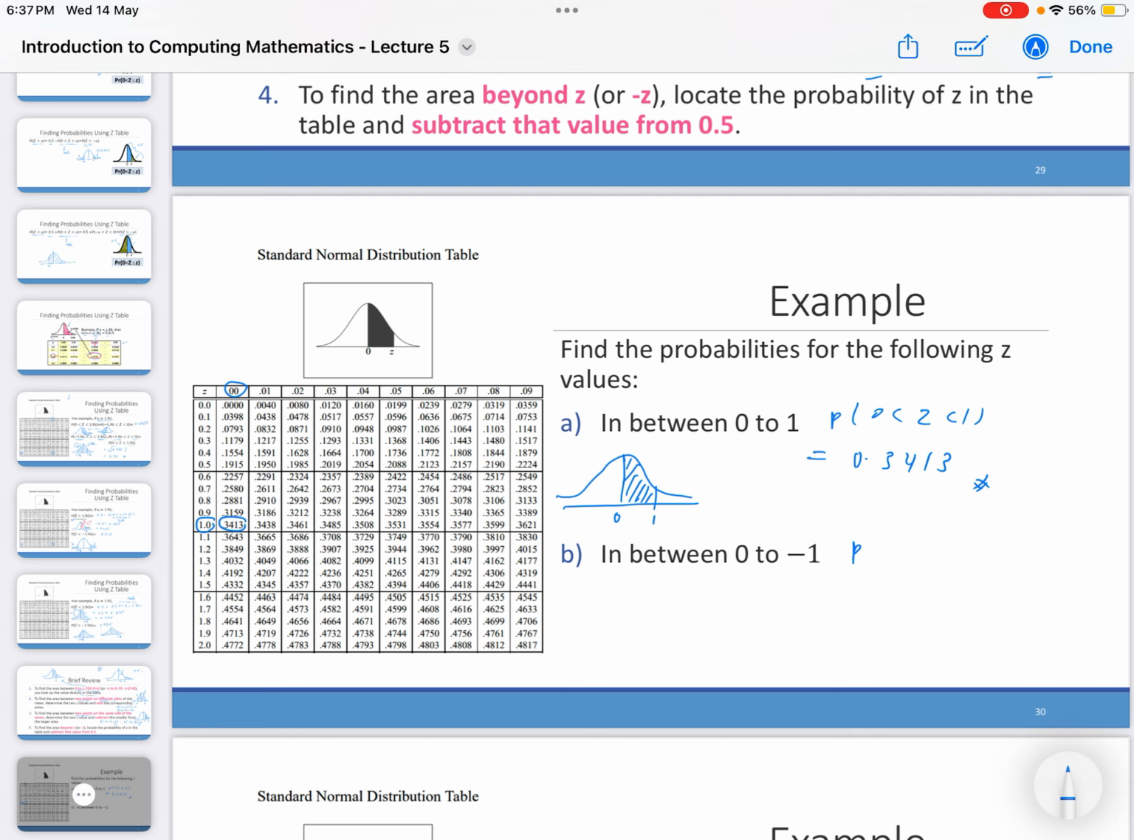Okay, and then this one we want to find probability of Z between 0 to -1, or it's actually -1 to 0. Okay, probability of Z from -1 to 0. So we draw the bell curve. So -1 is here, 0 is here. So we actually want to find this probability. So again, since this one is in negative region, we reflect to the positive region. So we have 0 and then we have 1. So we want to find this probability, which is the same as A. Okay.